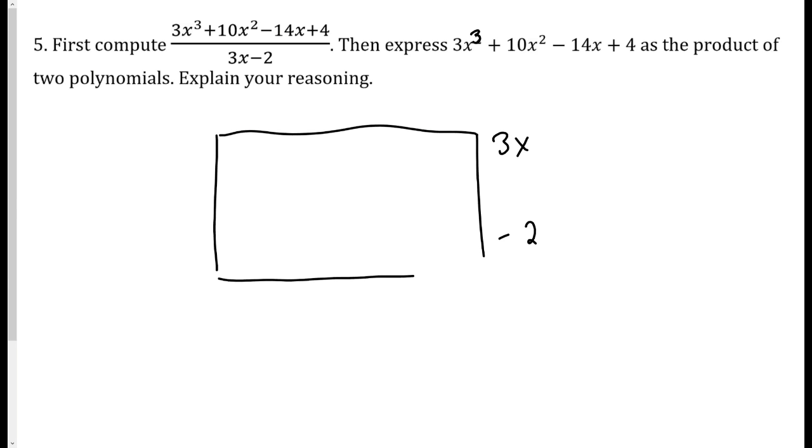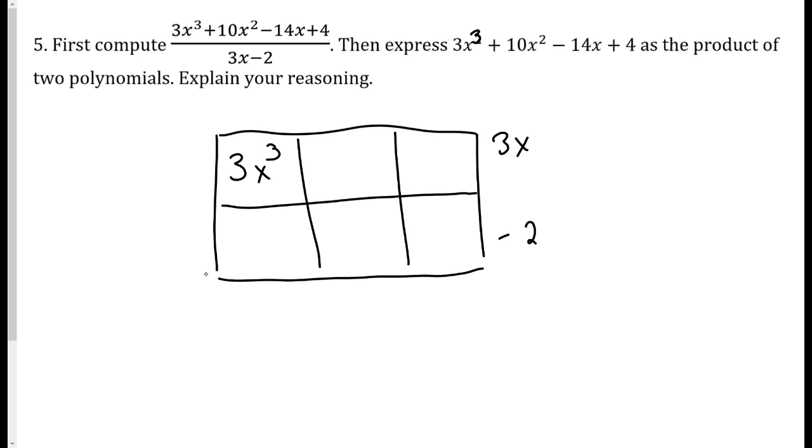Quadratic polynomials have 3 terms, x squared, x, and the number, so I need 3 columns. I get a 3x cubed from there. I need a 10x squared, a minus 14x, and a 4. So what times 3x gives me 3x cubed? X squared does. Multiply through. X squared times minus 2 is minus 2x squared.